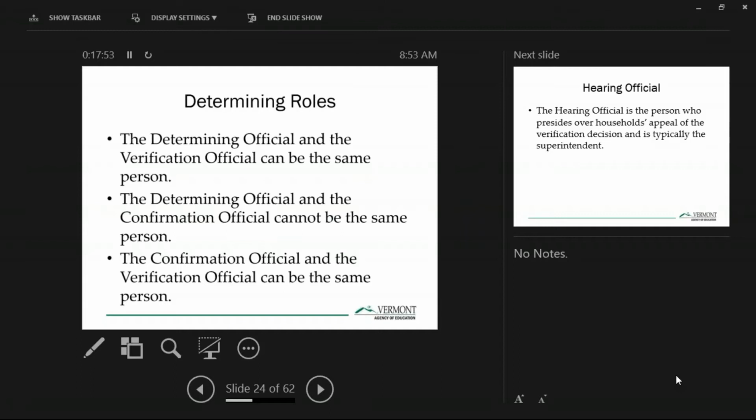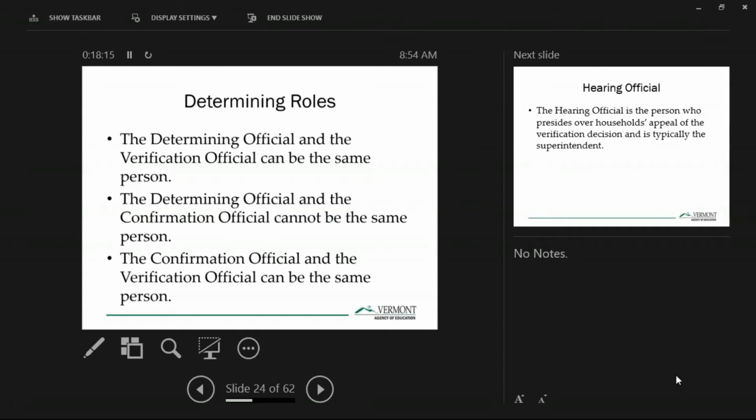This is somebody else that's looking at your work and saying, oh yeah, you approved that application correctly, or no, you didn't. So those folks have to be different. But the confirmation official and the verification official could be the same person. It just depends on the structure of your SFA and who's available to fill these roles.